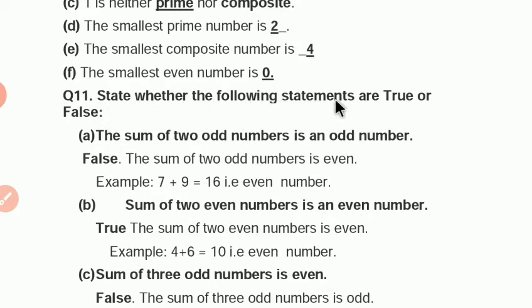Now question number 11. State whether the following statements are true or false. Now we have to find the answer, true or false.